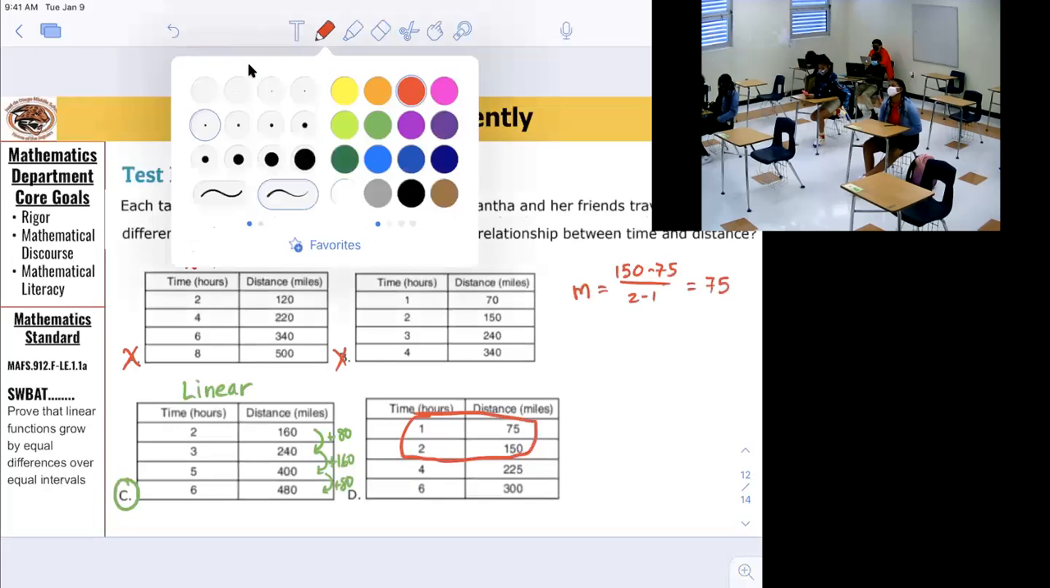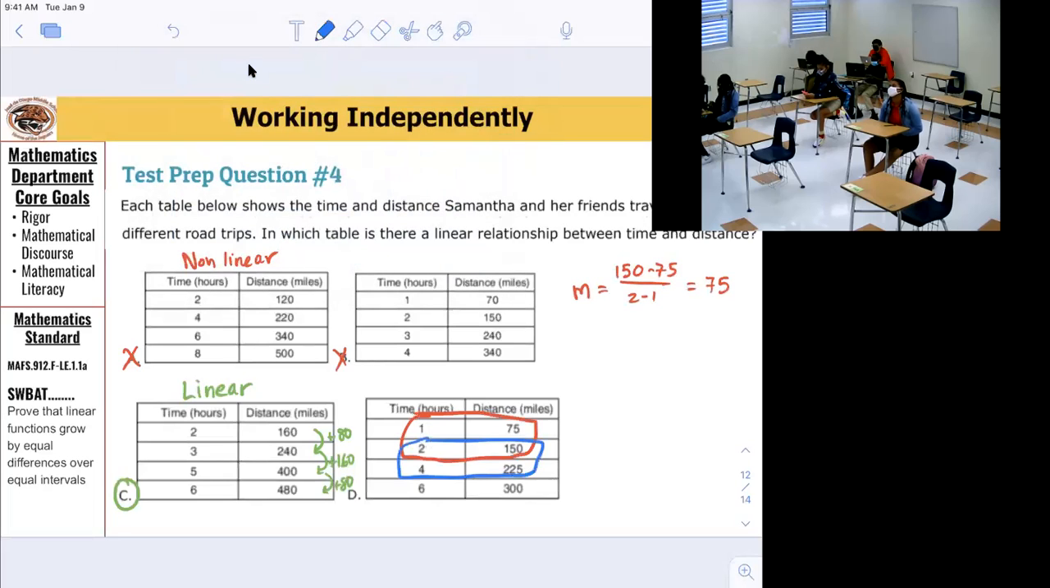But then when you do it in the second two, 225 minus 150 over 4 minus 2, 225 minus 150 does give me 75. But it's divided by 2. So really this is 37.5.